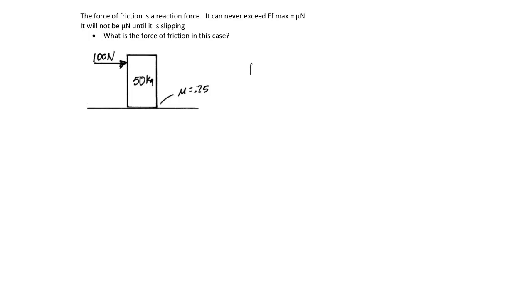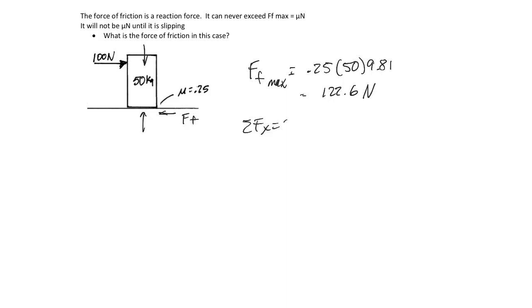If I say that the force of friction max is equal to mu normal, which is 0.25, the normal force here is 50 kilograms times 9.81. That's equal to 122.6 newtons. So again, if I draw a little free body diagram here, force of friction, if I said that sum of the forces in the x is equal to 0, if it is not moving, then 100 newtons minus the force of friction has to be equal to 0.